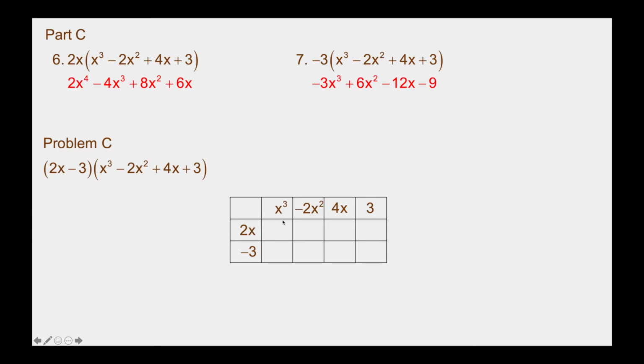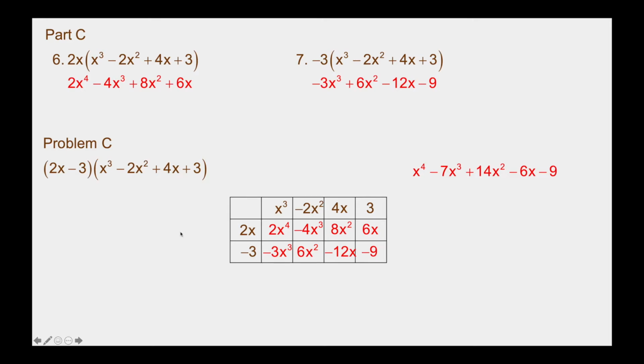As I distribute the 2x into the top, I end up getting 2x to the fourth minus 4x to the third plus 8x squared plus 6x. As I distribute the negative 3 into the bottom boxes, I get negative 3x to the third plus 6x squared minus 12x and minus 9.